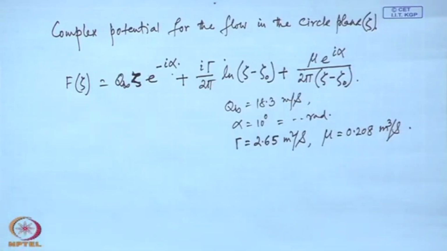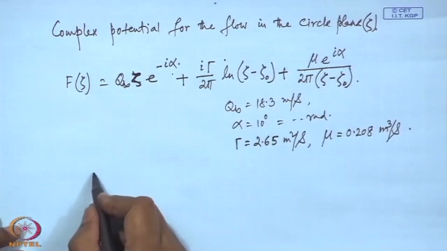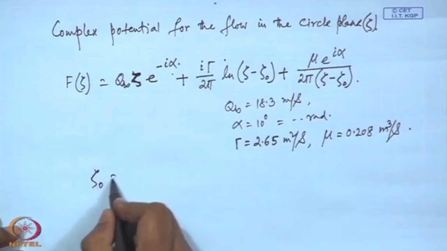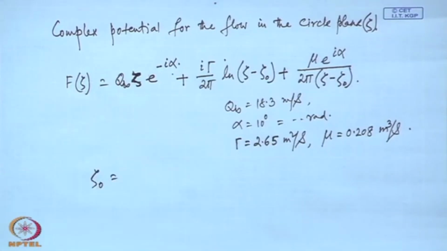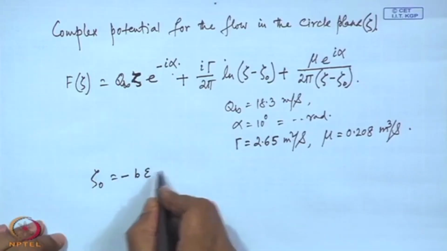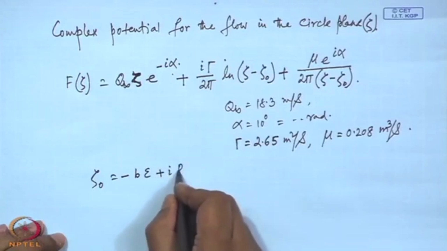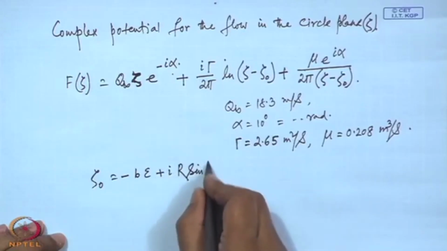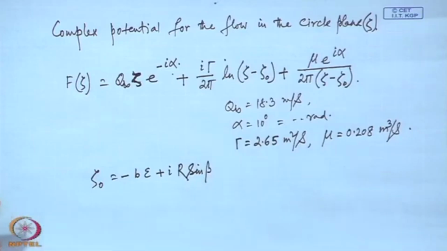What we have not done yet is zeta naught, the center of the circle, but we have found all the components of zeta naught. What is zeta naught? Location of the center: minus b epsilon plus i r beta. Actually i r sin beta, you can do it r beta also, no problem, because the beta is really small.